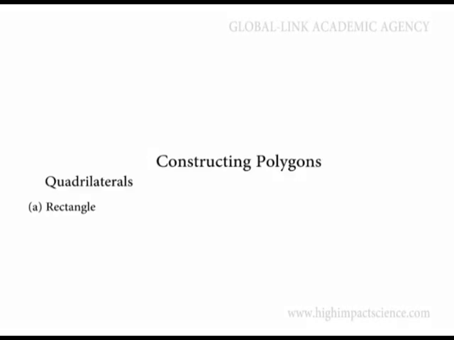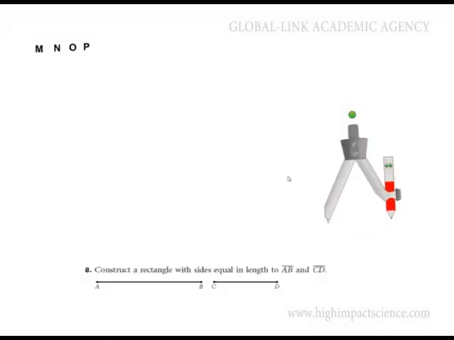Next, construction of quadrilaterals, and we'll start with the rectangle. To construct a rectangle, all we need are the sizes of the length and the width, because we know the angles are 90 degrees. I need to construct a rectangle with dimensions equal to the line segments AB and CD below. Alternatively, I would have had the actual length measured from the ruler.